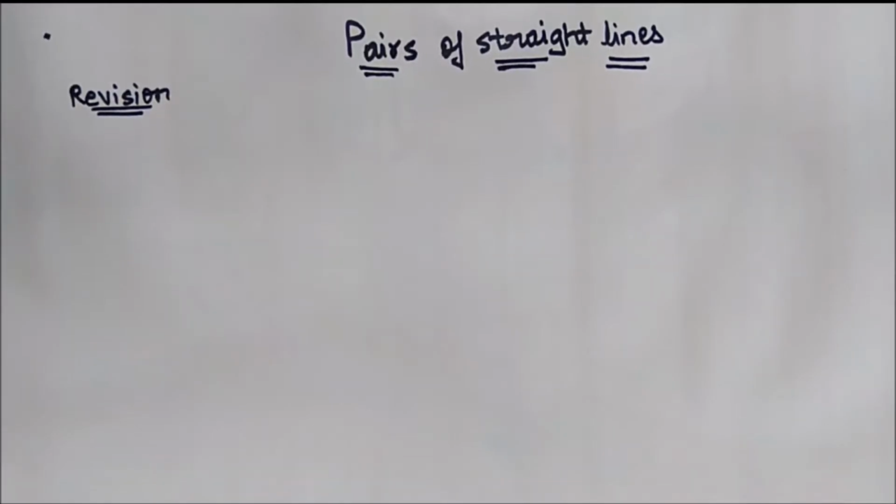Hello friends, before starting our chapter Pairs of Straight Lines, let's quickly revise some concepts related to lines. As we all know, a line is basically a two-dimensional structure which is a combination of points.